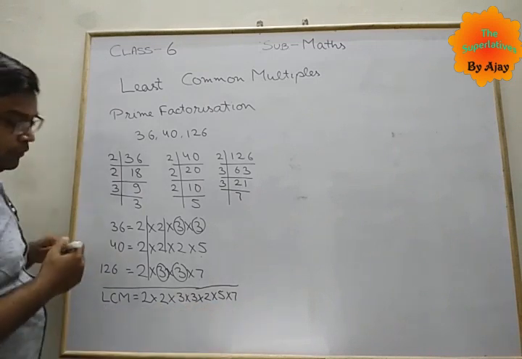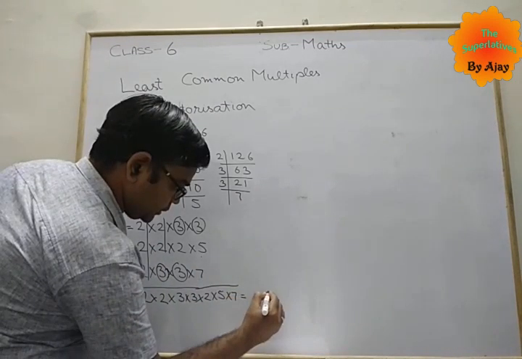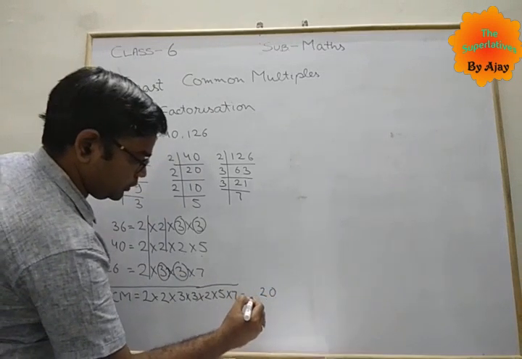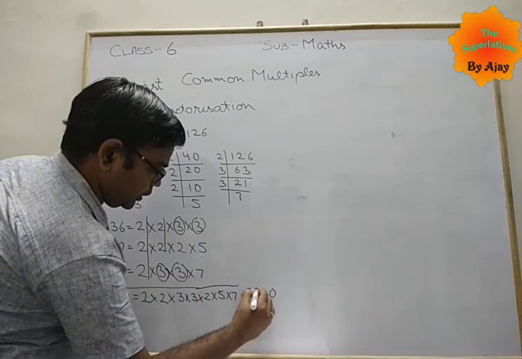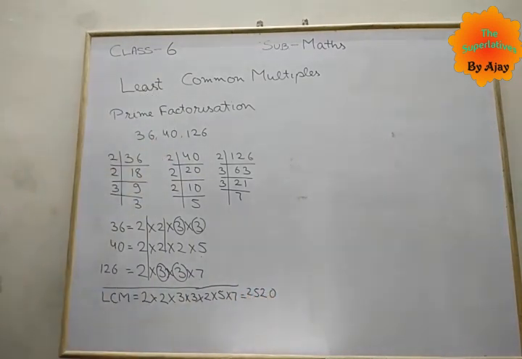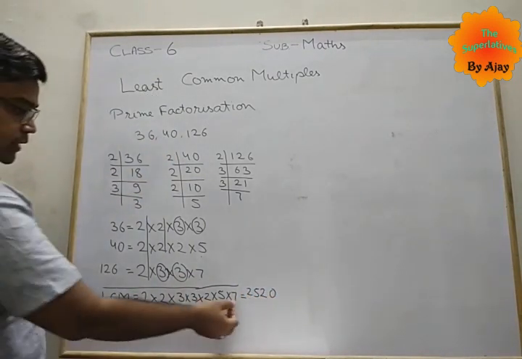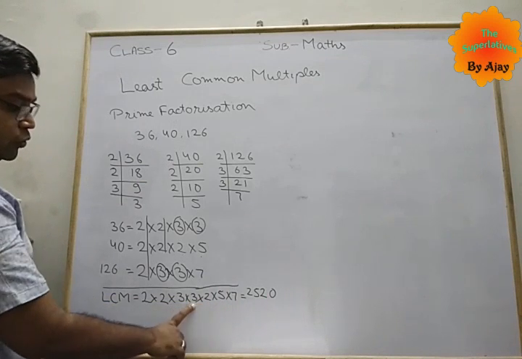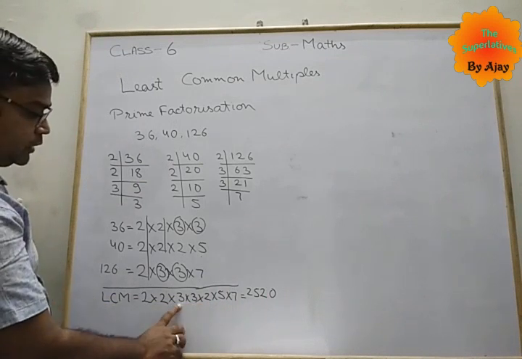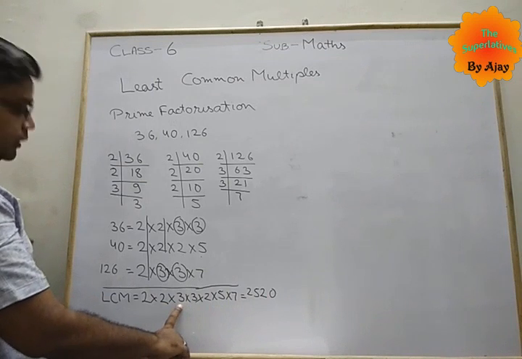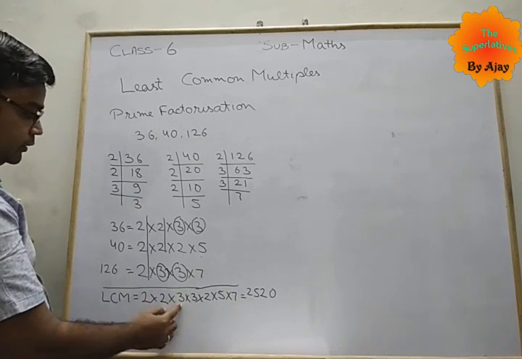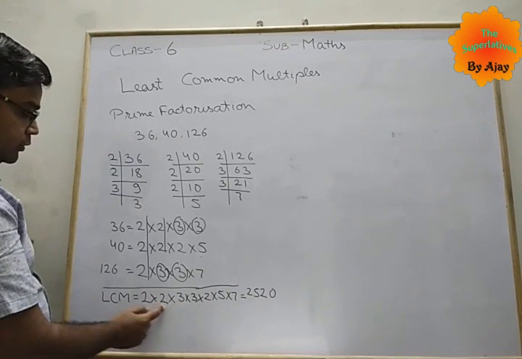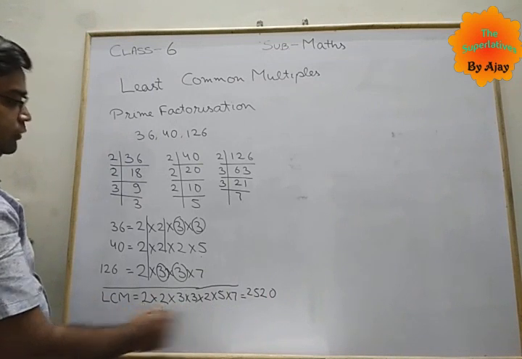7 5s are 35, 35 2s are 70, 70 3s are 210, 210 3s are 630, then 1260, then 2520. This is your prime factorization method. Now we are going to solve this by the common division method. It's a division method, or common division method, you can use. I am using the word only division method.